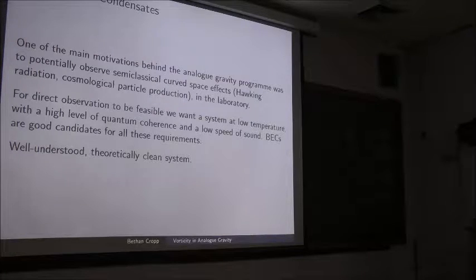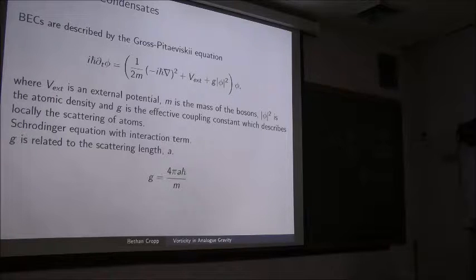So I'm going to be discussing Bose-Einstein condensates. Now, these are, from a laboratory point of view, very nice systems, because if you want to directly measure anything semi-classical, what you're going to have is something with very little noise at extremely low temperatures and a high level of quantum coherence. And also you would really like a low speed of sound, because this is going to determine the size of your experiment. And really the only good candidates for such a direct observation are going to be these Bose-Einstein condensates. I'm not an experimentalist, so from my point of view it's just a fairly good, theoretically clean system that I can play with.